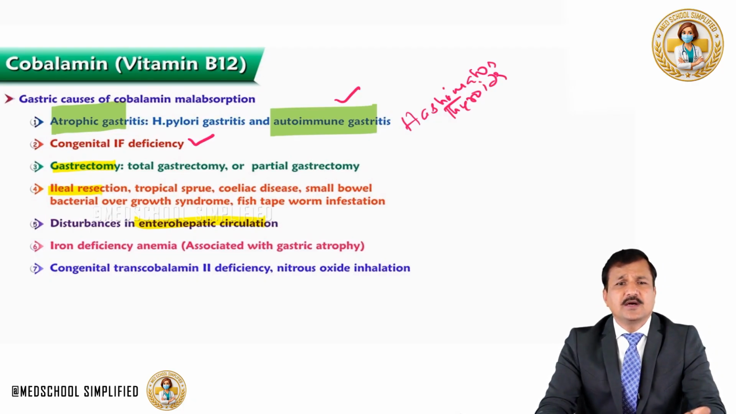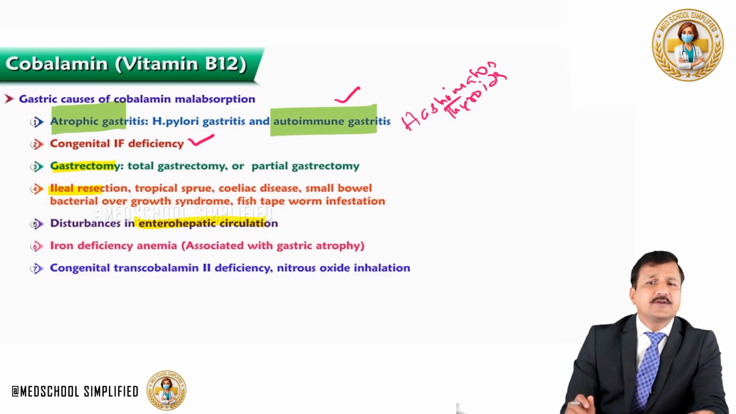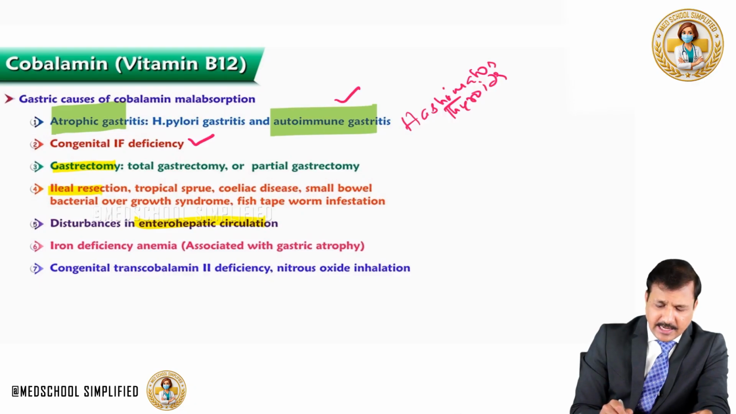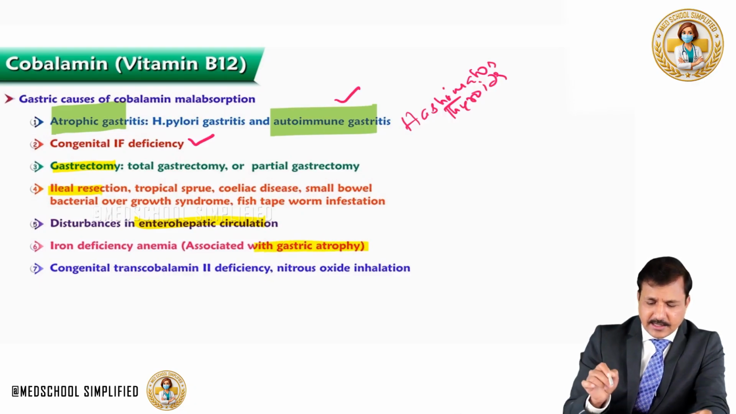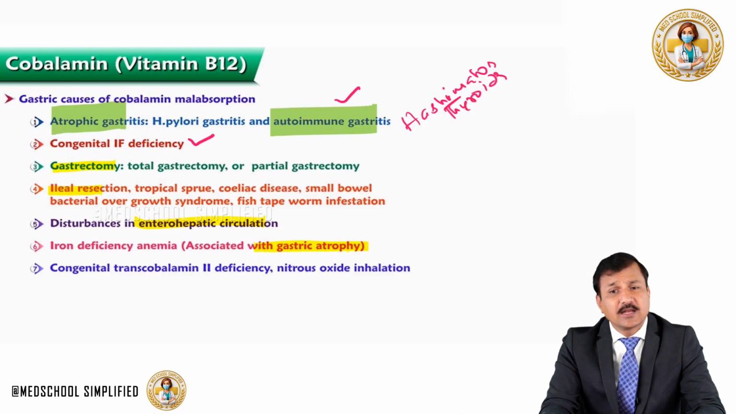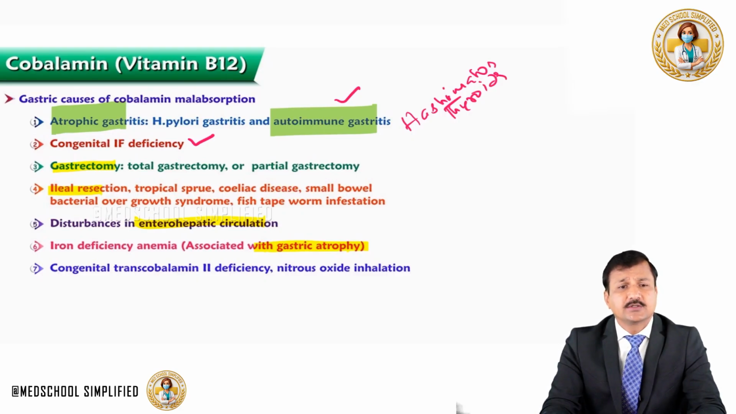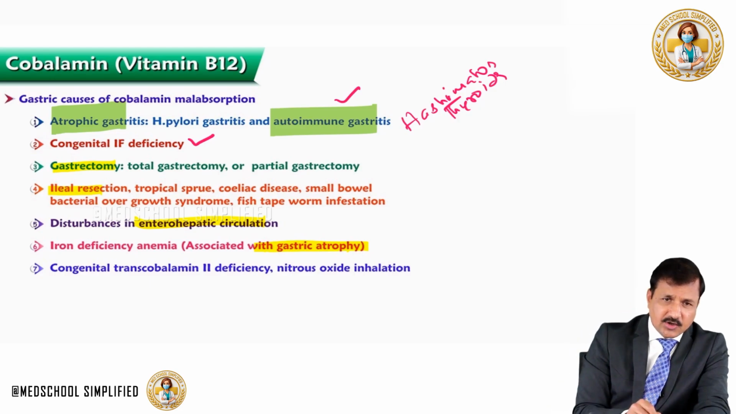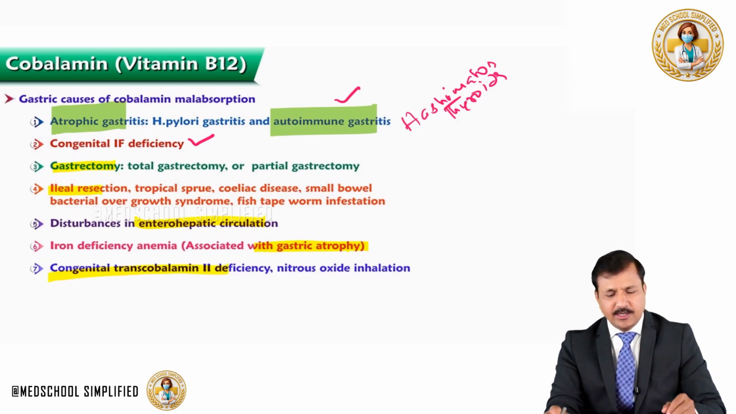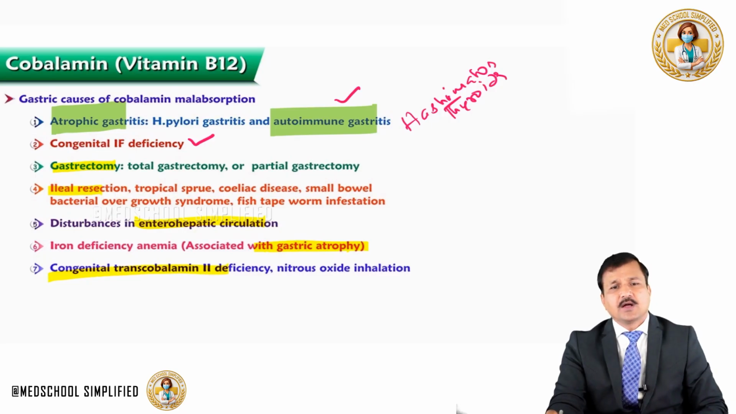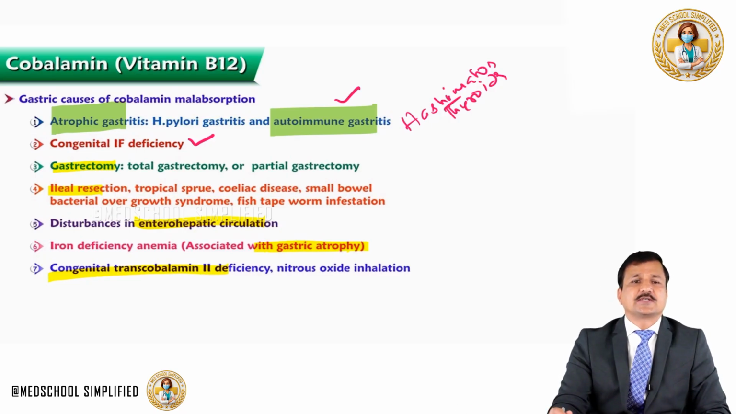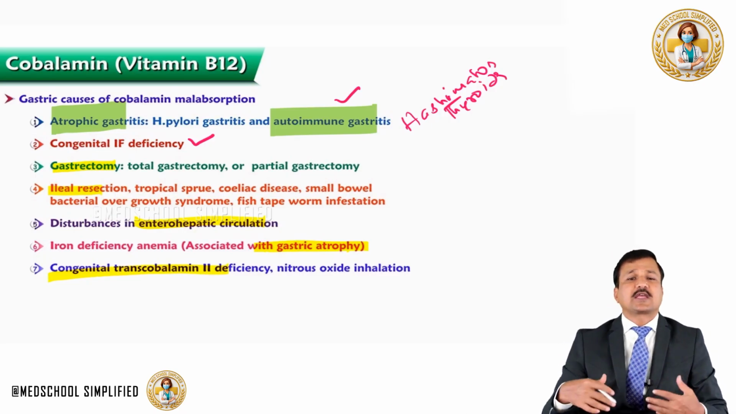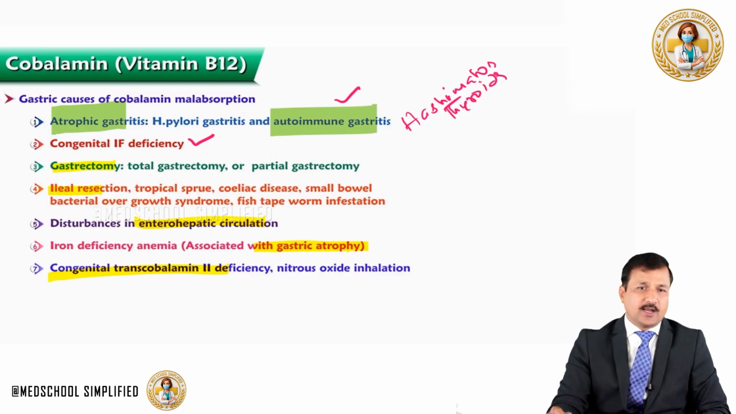Iron deficiency anemia can be associated with vitamin B12 deficiency, because iron deficiency anemia can lead to gastric atrophy, and that gastric atrophy decreases parietal cell mass, and thereby it can lead to vitamin B12 deficiency. And it can be congenital transcobalamin 2 deficiency and nitric oxide inhalation. All these things can lead to cobalamin malabsorption.